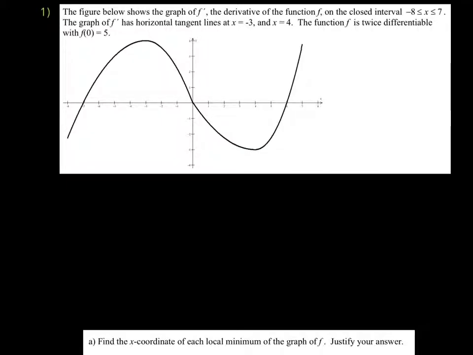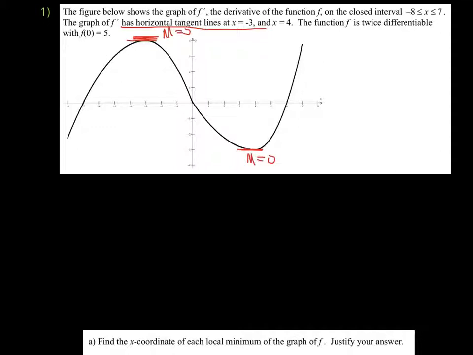Okay, so this first example says the figure below shows the graph of f prime, the derivative of the function f on the closed interval -8 less than or equal to x less than or equal to 7. The graph of f prime has a horizontal tangent line at x equals -3 and x equals 4. The function is twice differentiable with f of 0 equals 5. Okay, so they're giving us a lot of information. We want to break it down. We have a closed interval, so that means we're stopping between -8 and +7. Horizontal tangent lines, remember, that means that the slope is 0 here and here. So that means the slope is 0 at those two places.